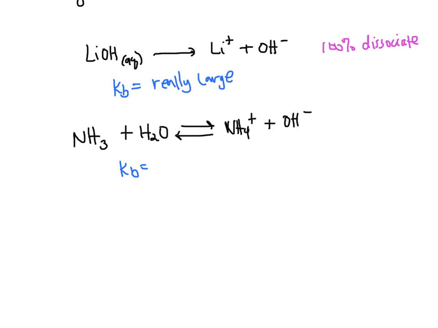Whereas ammonia, when it acts as a base, is taking a hydrogen from water to produce hydroxide and ammonium ion. And its Kb value is actually less than 1, so it's really small. I don't know the exact value. And of course, hopefully you realize the B for its equilibrium constant just means base.